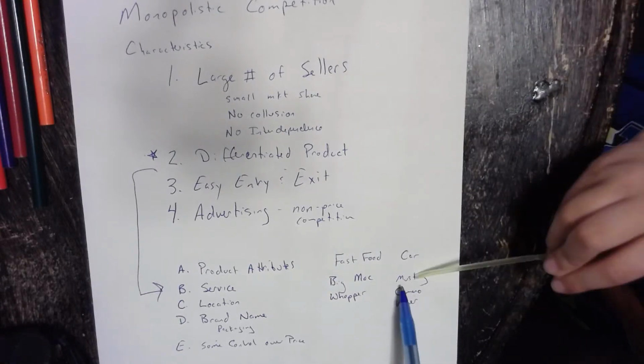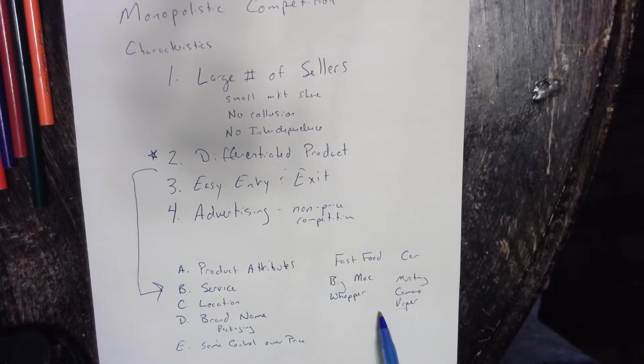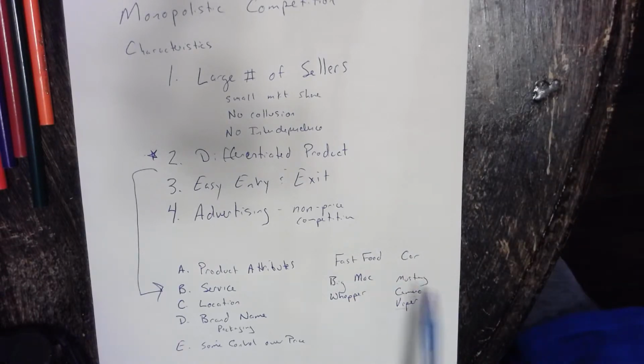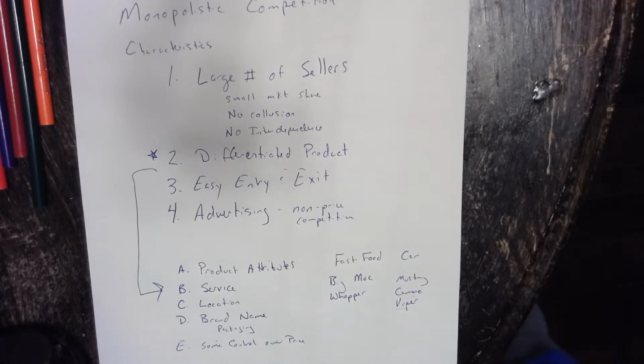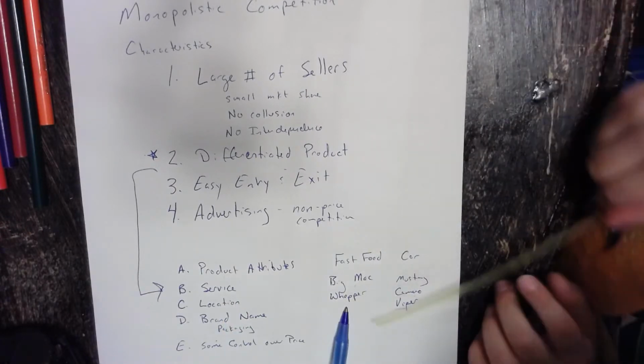There's only one company that can make a Mustang. There's only one company that can make a Camaro. There's only one company that makes a Viper, but they are in direct competition with each other. And so we can go back and look at these. What are the product attributes? I gave you the ingredients here. What are the ingredients on the Whopper?